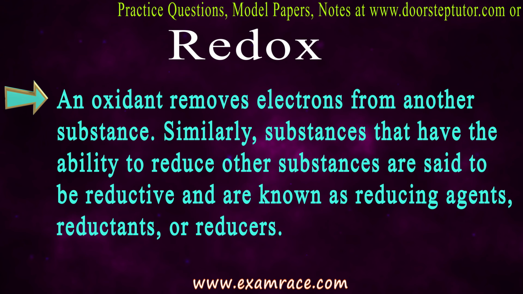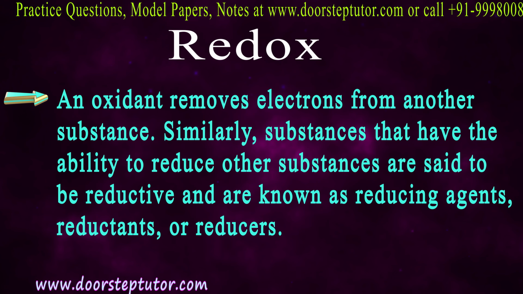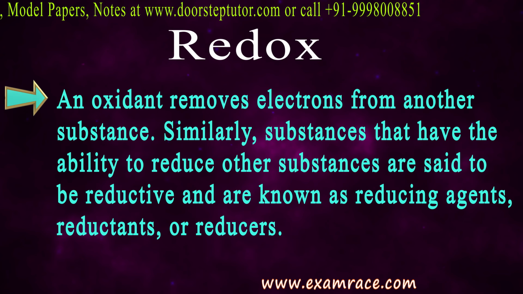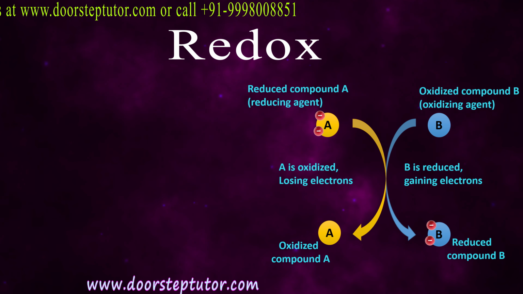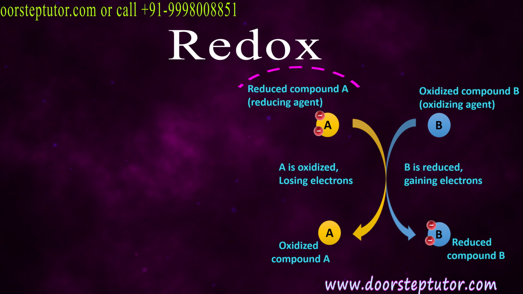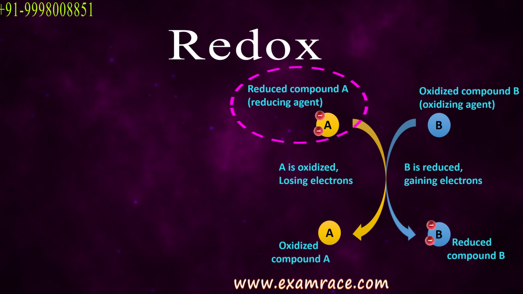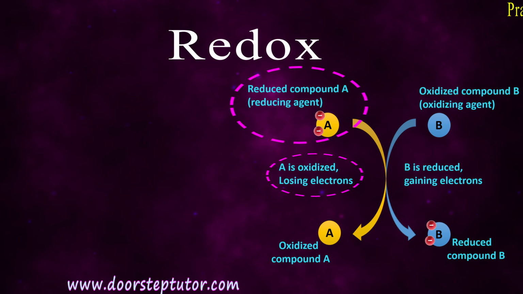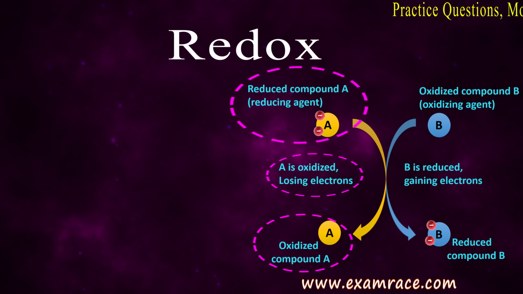So an oxidant removes electrons from another substance, and a reductant provides electrons to another substance. You can see this redox reaction in this example. Here is a compound A. Now this is called the reducing agent. What is this agent doing? It is losing an electron and forming an oxidized compound A.